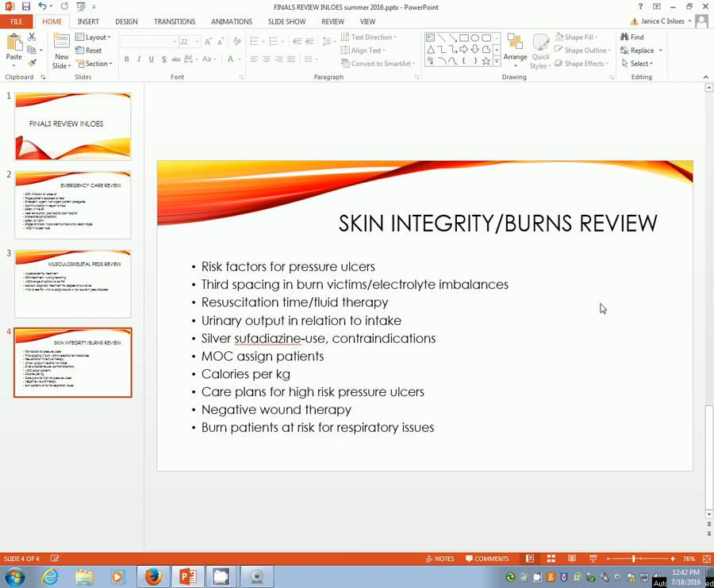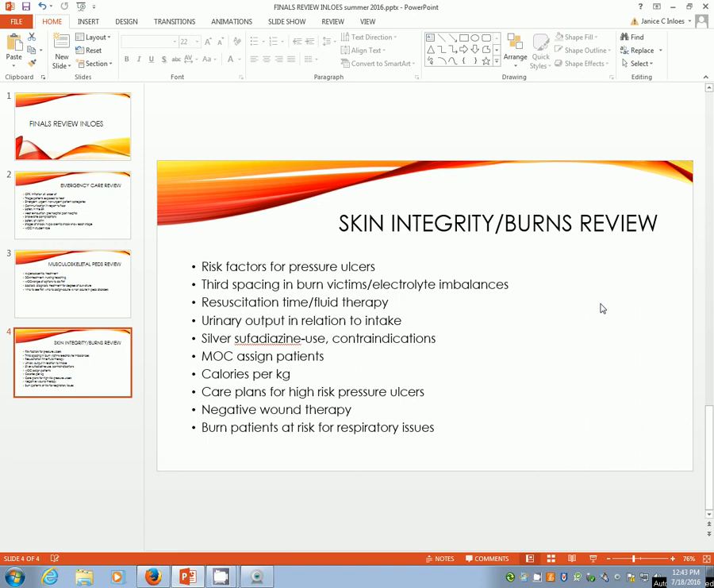Look in your box about sulfadiazine, and make sure that you know what you can and cannot do with the silver sulfadiazine, which is actually Silvadene, which I can hardly say. It's really a hard word to say.